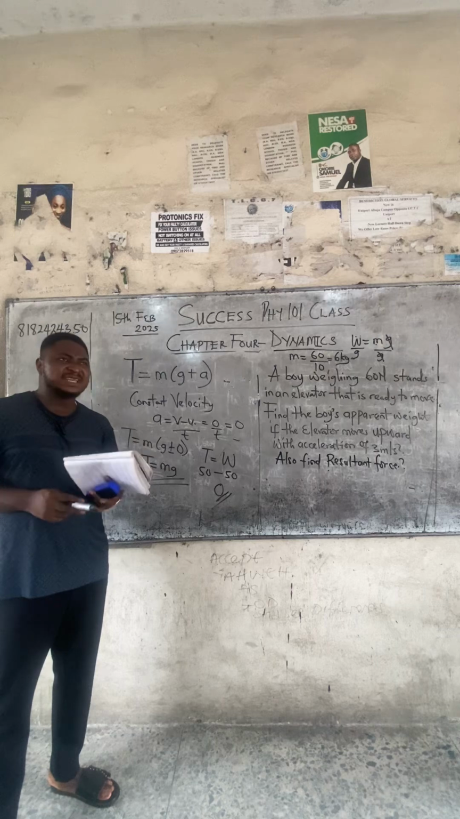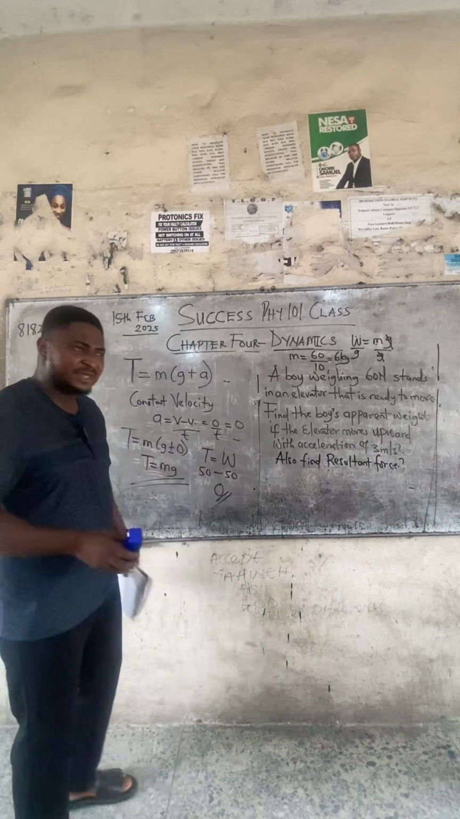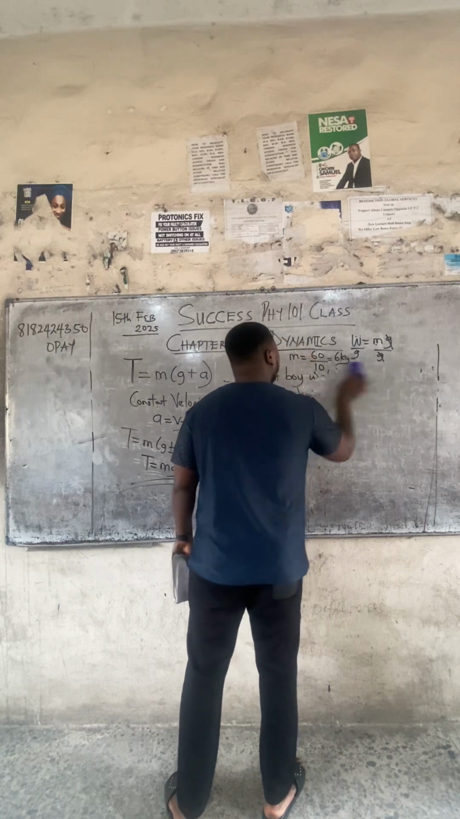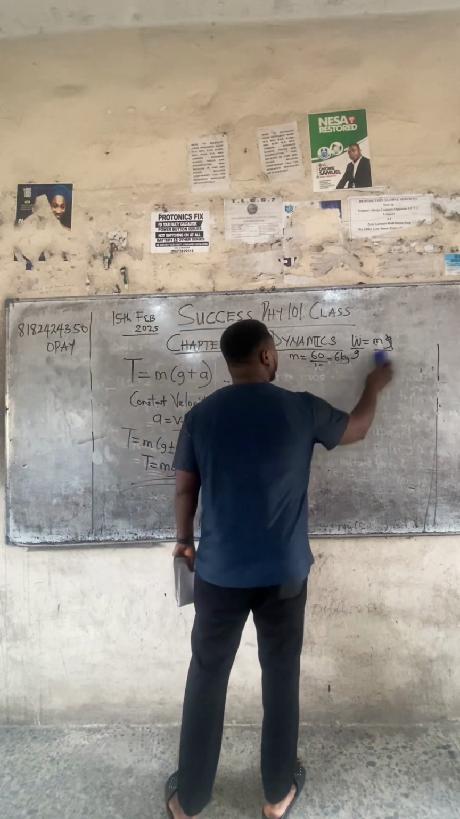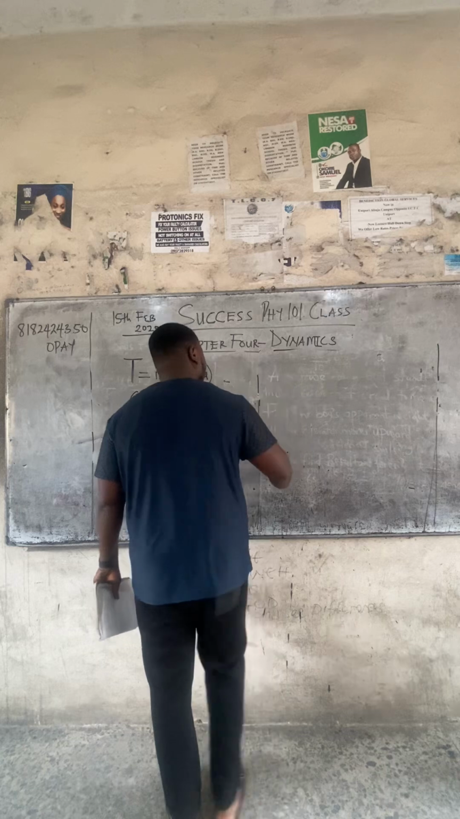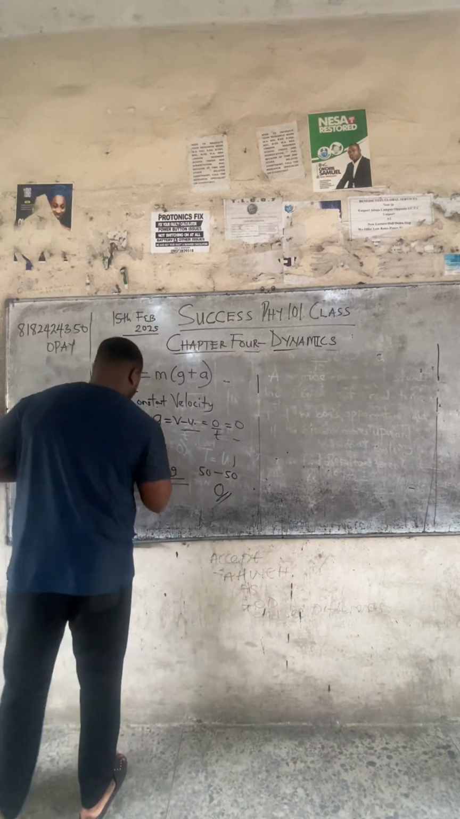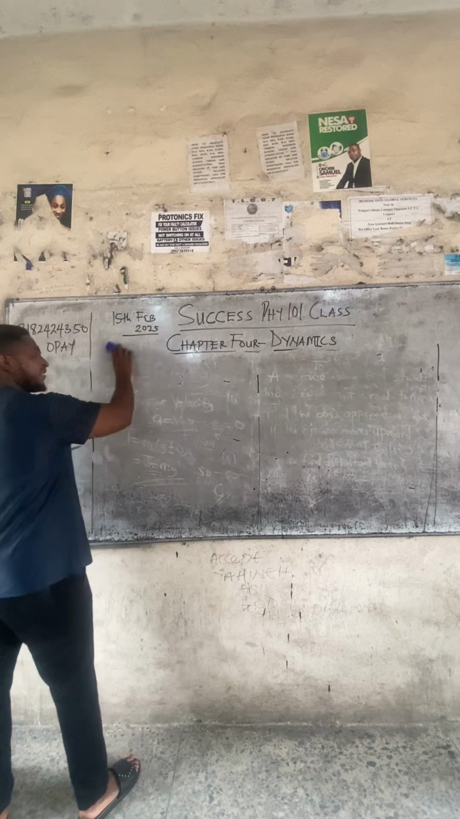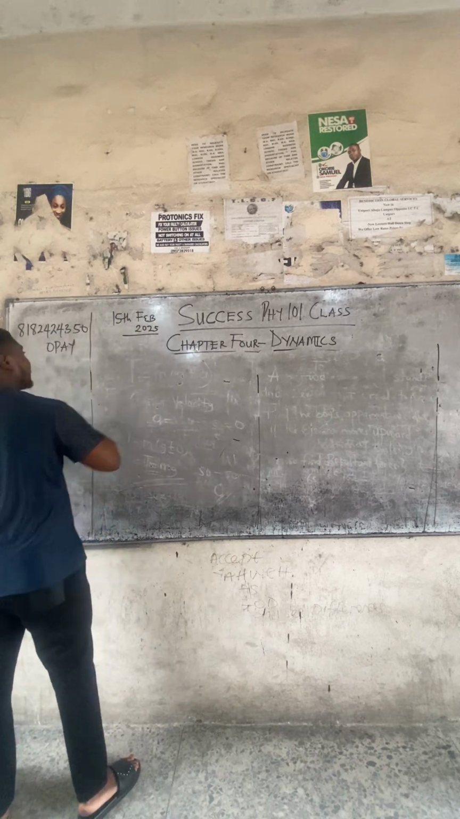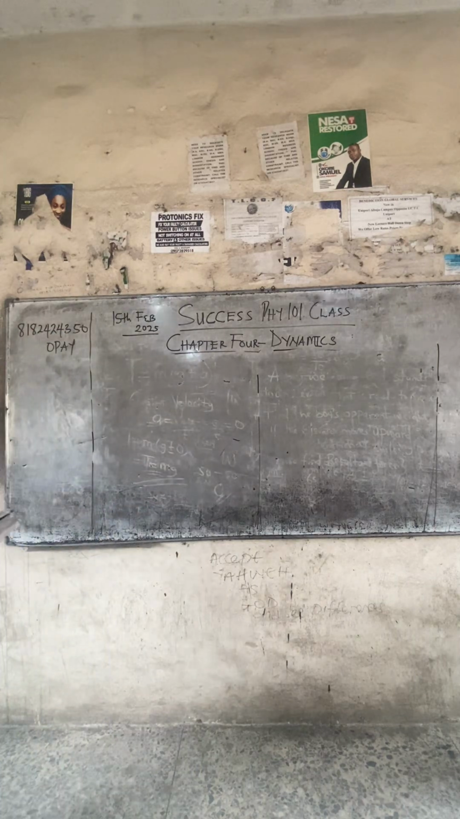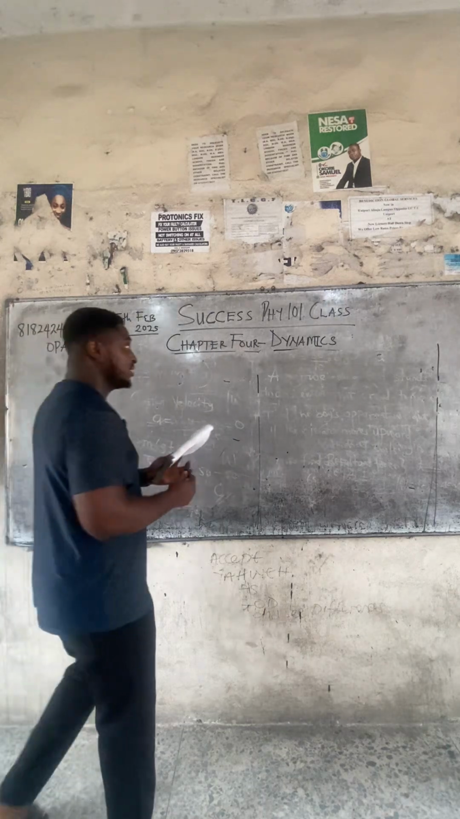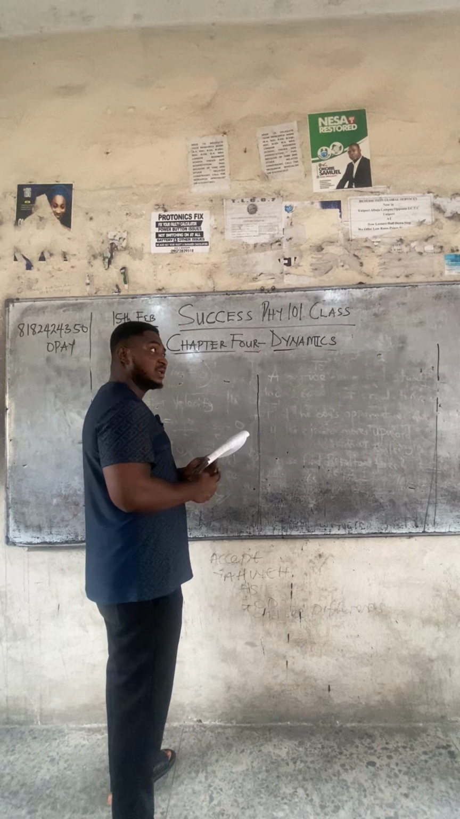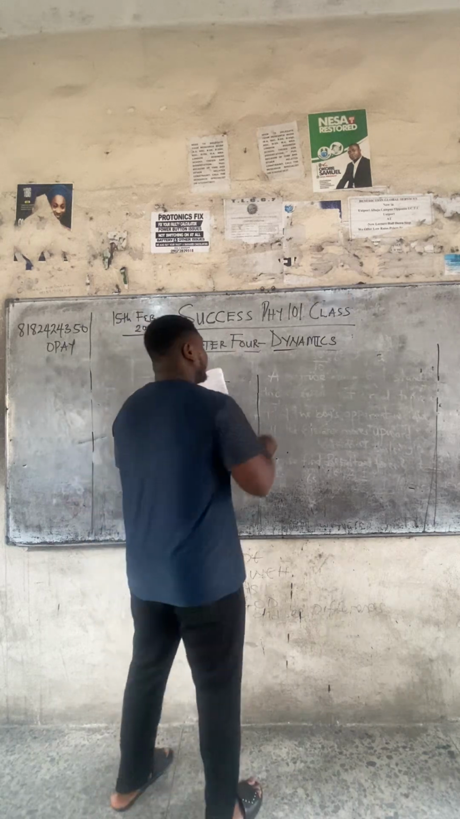A big lump of meat of mass 5 kg, write down. A big lump of meat of mass 5 kg is hung from a spring. Hung, H-U-N-G, right? On a spring, yes. A big lump of meat.